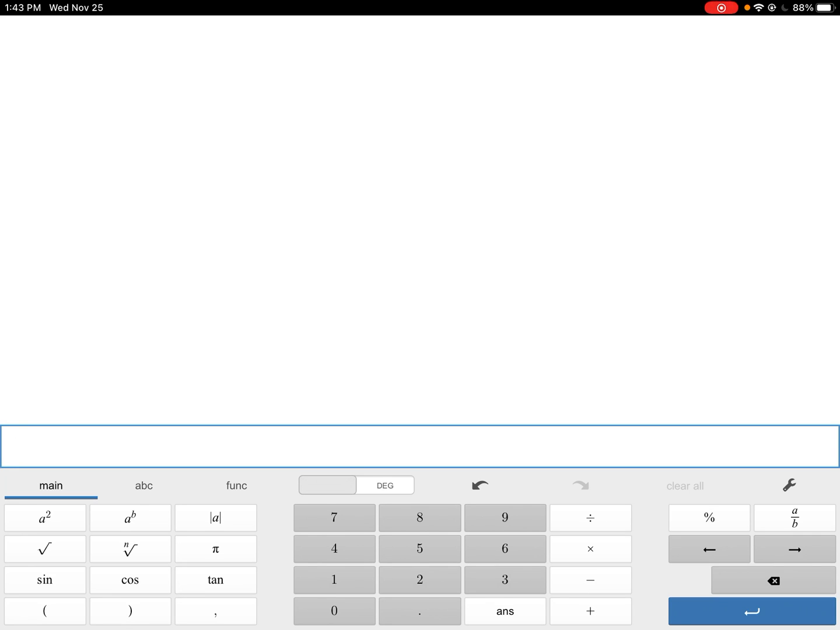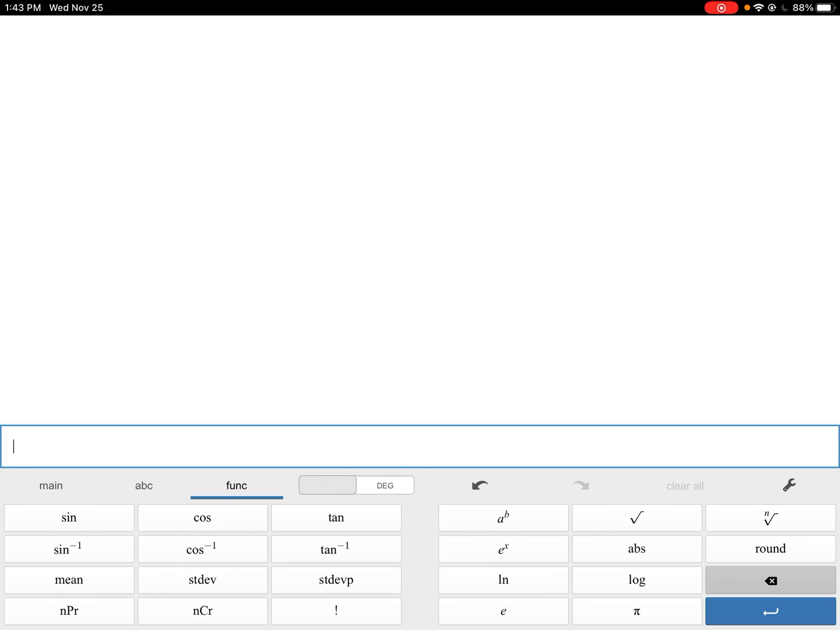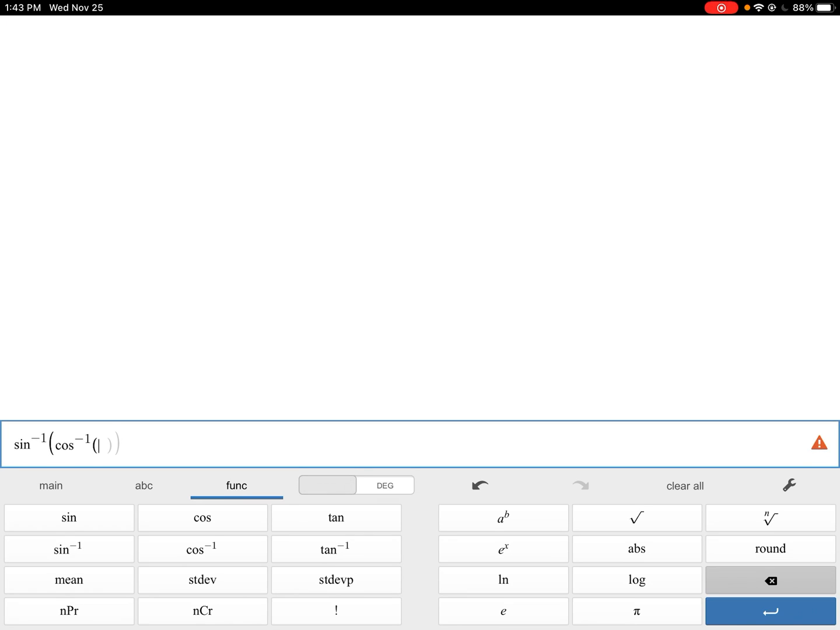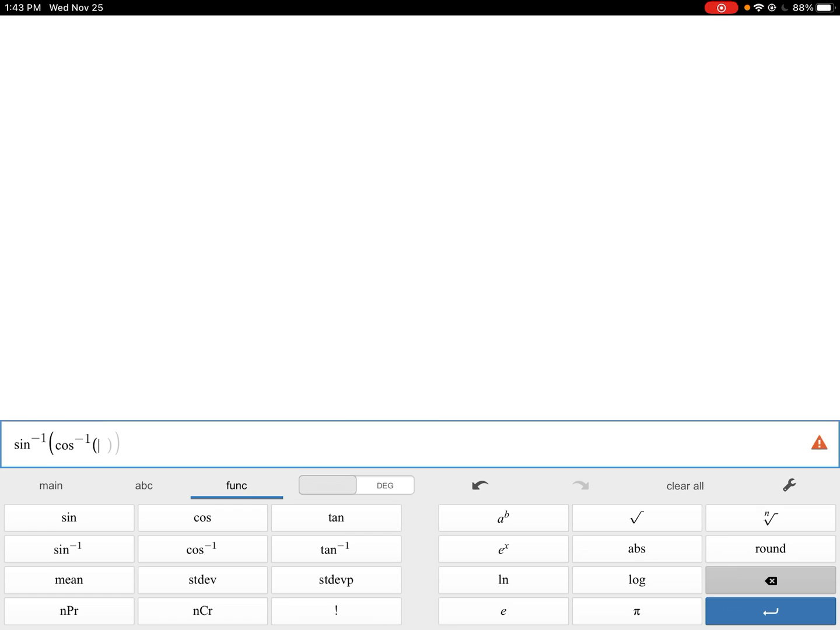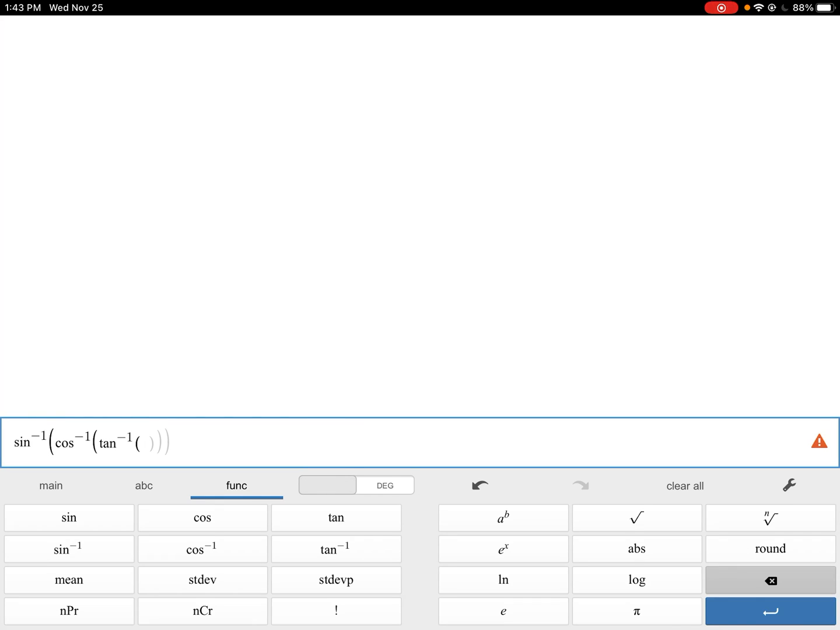And then you're going to come to the left of it just a little bit and look for FUNC, which is short for functions. And here on the left side, you'll see there's sine, cosine, and tangent. You don't want all of those. Just clear all. You want the inverse of our trig function. So sine, cosine, tangent, we don't want those ones. We want the inverse, which is the negative 1 power.